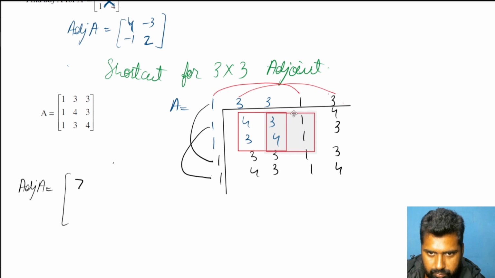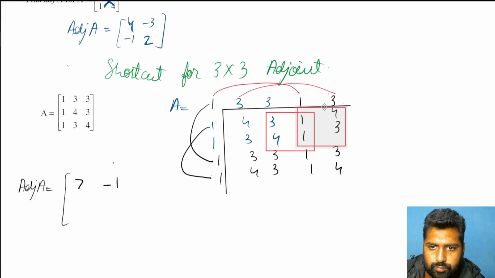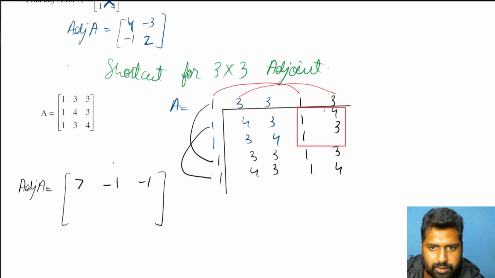Next, this one, move the square to the next one, just one block on the right. So 3, 1, 4, 1. So solve the determinant. 3 minus 4, minus 1. That's your A12. Okay. Move it to the next, 1, 4, 1, 3, so 3 minus 4, again minus 1. Okay, so A11, A12, A13 complete.